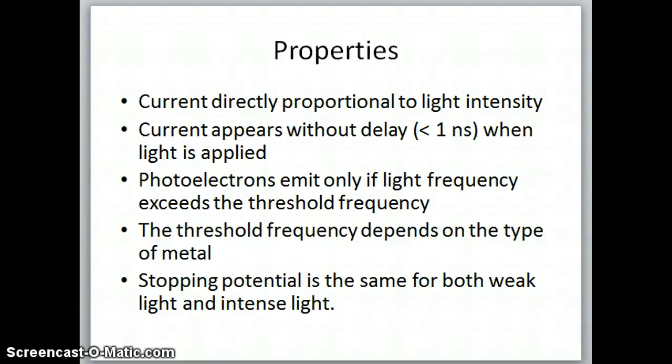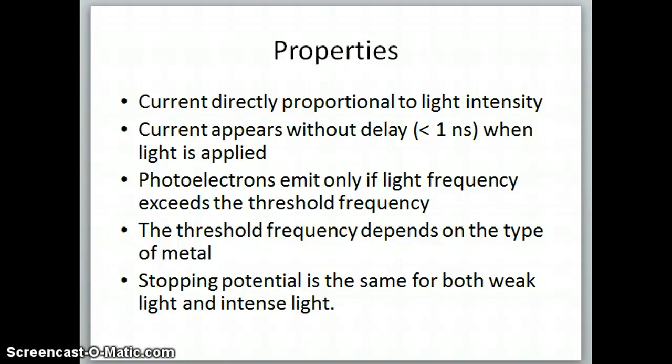And so what happens, the light hits the metal, and the electrons are only emitted if the frequency exceeds the threshold frequency, and again, that depends on the particular metal that the light is hitting. And this threshold frequency determines the stopping potential. It's the same for both weak and intense light. And the stopping potential is basically the potential at which no current is flowing.